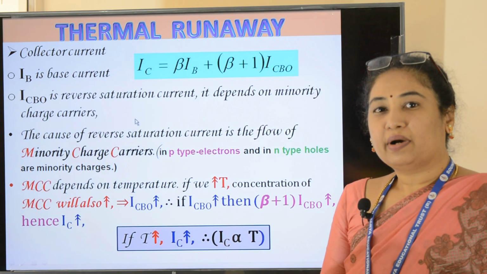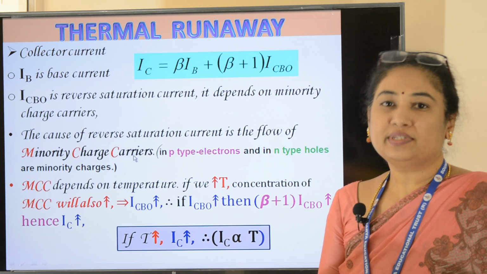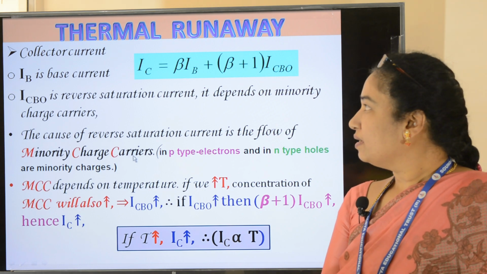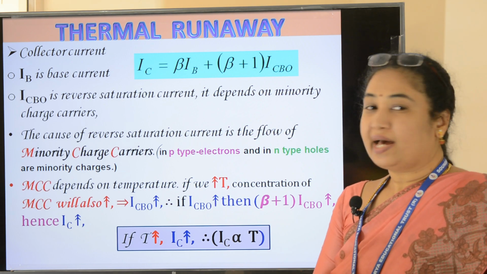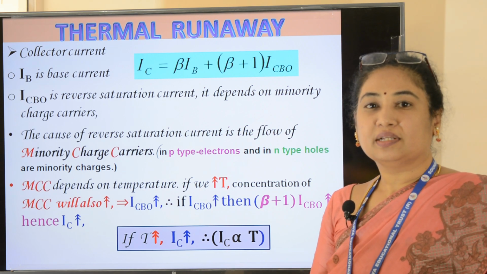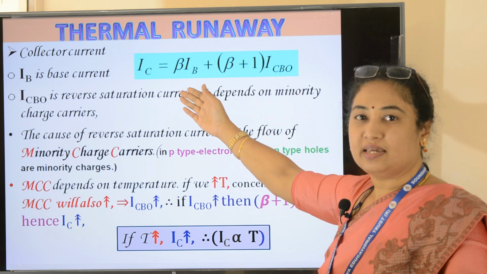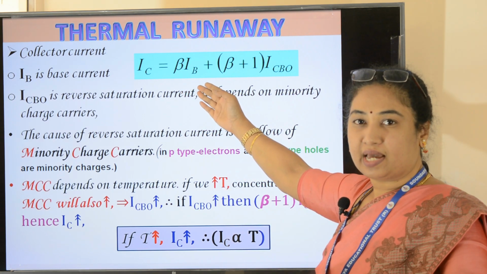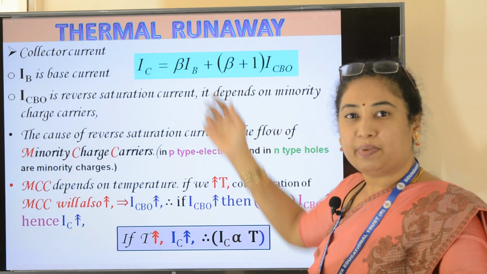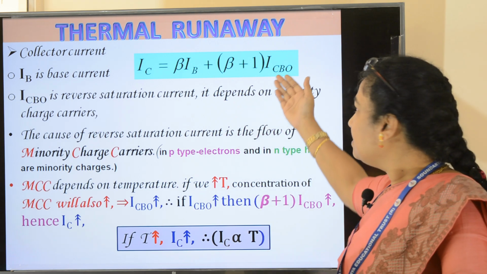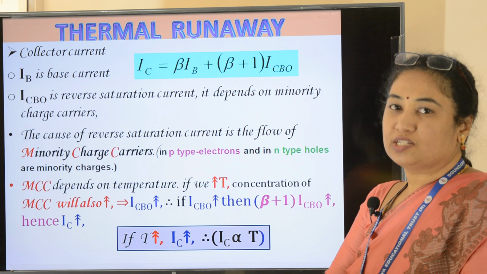We shall now discuss a very important concept in transistors which is called thermal runaway. This is linked with the leakage current. As we have just discussed the total collector current, it is represented by IC is equal to beta times IB plus (beta plus 1) times ICBO, where IB is the base current and ICBO is the leakage current. So this is the reverse saturation current.